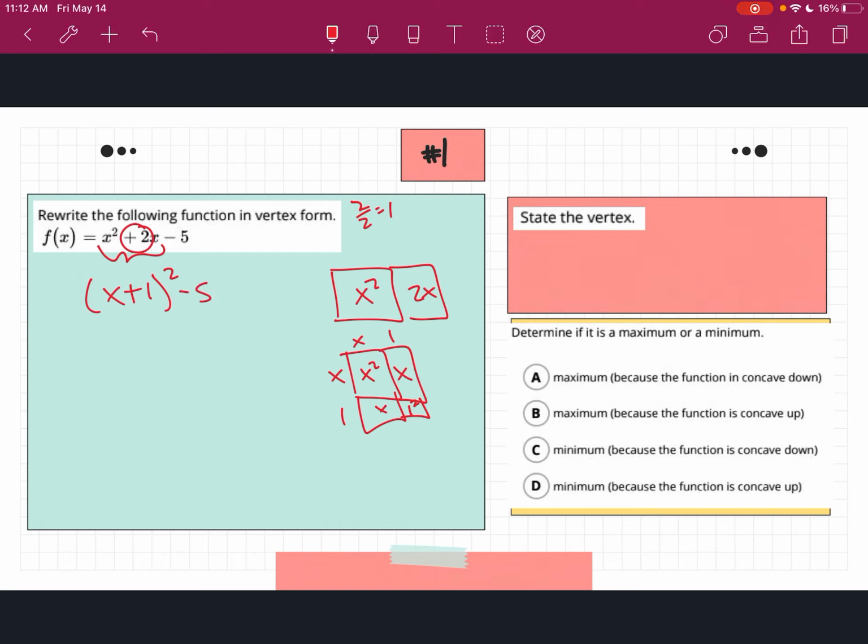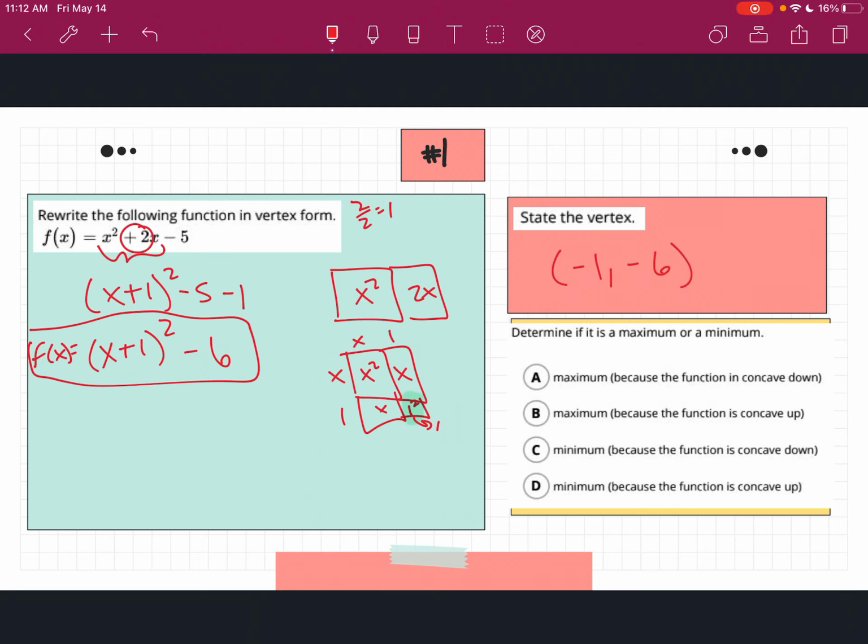Okay, we have that minus 5, but because we added on that extra 1, we have to also subtract it, okay? The 1 squared, which is equal to 1. So our completed square would be f of x equals x plus 1 squared minus 6. All right, next part, state the vertex of the function. So our vertex of the function is going to be -1, comma, -6.